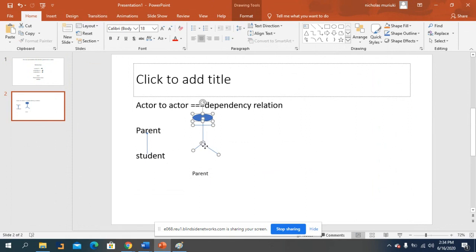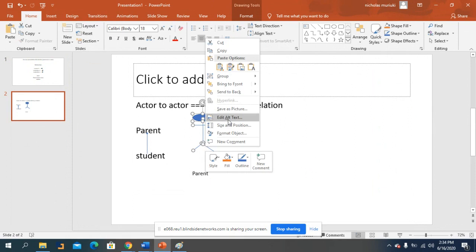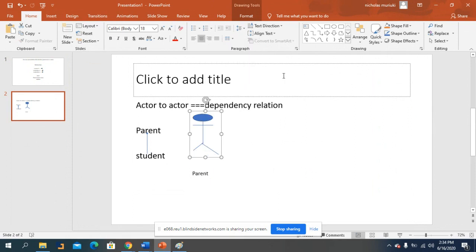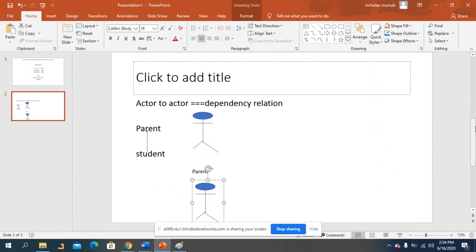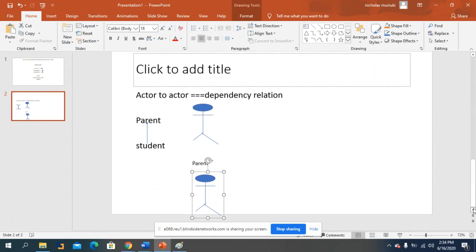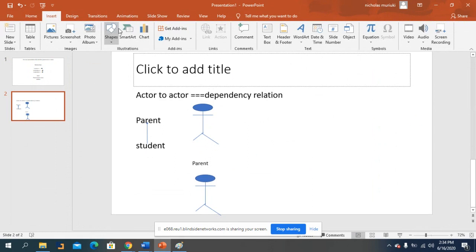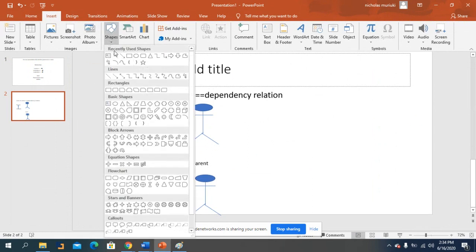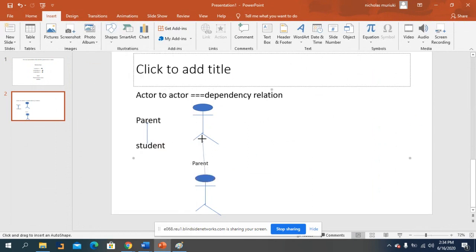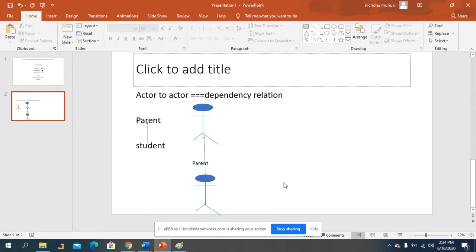So allow me to group them so that they can be together. When I copy this, maybe I paste it somewhere here, and then I bring it here. In this case, what we can see here, we have a parent and we have another one, we call it a student. So now we need to create a relation. When you create a relation, we move this arrow to this. So we have now created what you call a dependency relation.